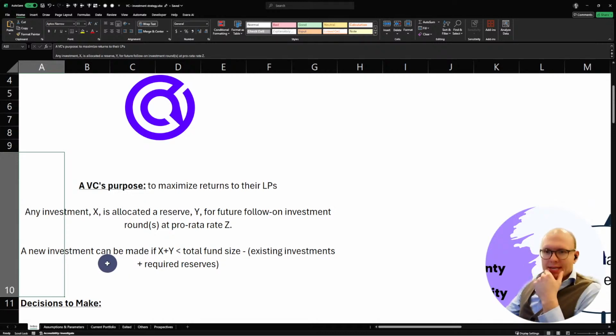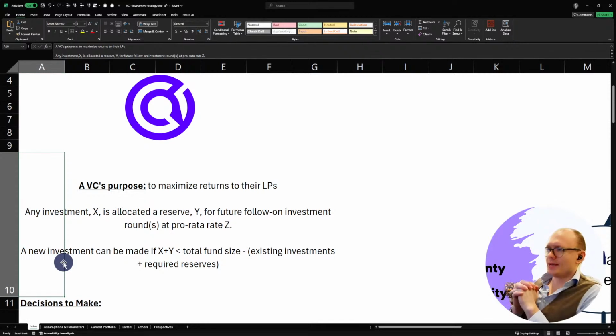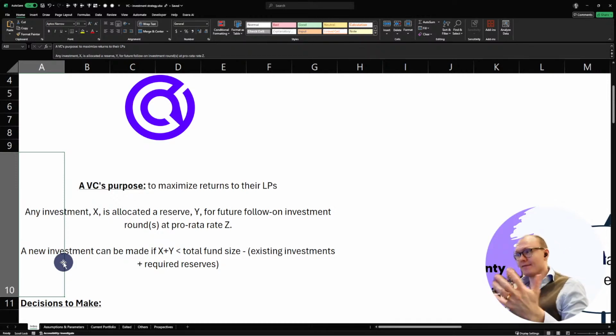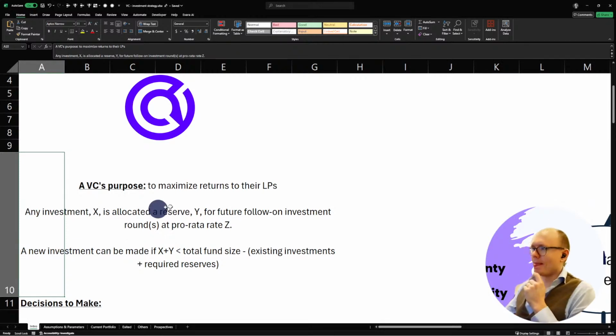And one way we can at least quantify this fairly easily, for now ignoring some of the other constraints, is that for any new investment we make, what we need to be sure of is that the total amount of money needed, which is X, the money being asked for, plus what we would assume is the needed reserve for future follow-on investments, has to be less than the total fund size minus any existing investments we've made and required reserves that we've also allocated to those investments. This is just a simple constraint that we might want to consider here.